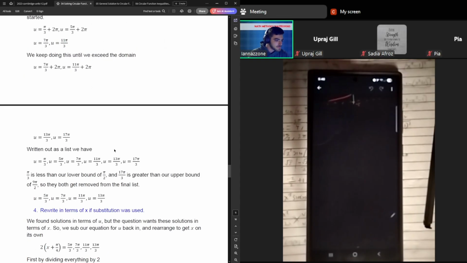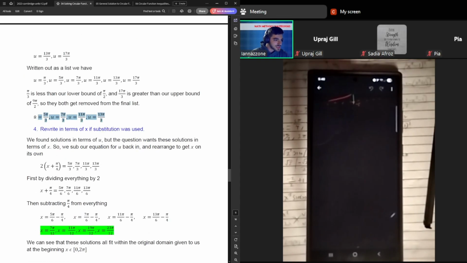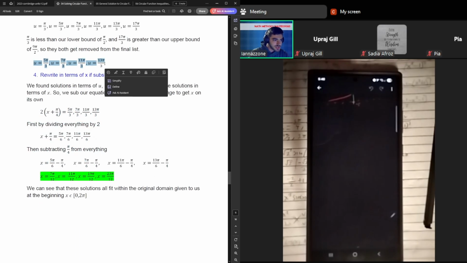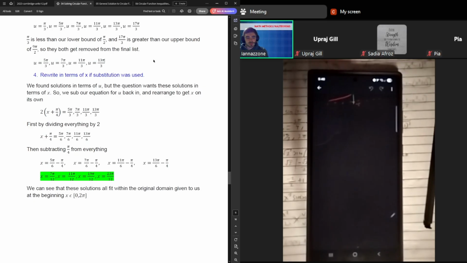But yeah, you have that list. You can be pretty safe with saying that that is in fact the list of values that you have. And so all you'd have to do is, instead of writing these purely in terms of u, you'd write them back in terms of x instead. So u equals this becomes 2 bracket x plus pi over 4 equals all of that.